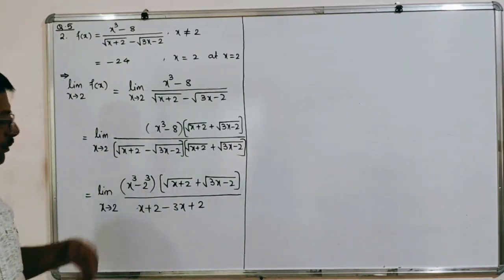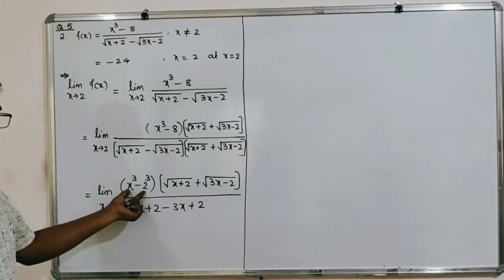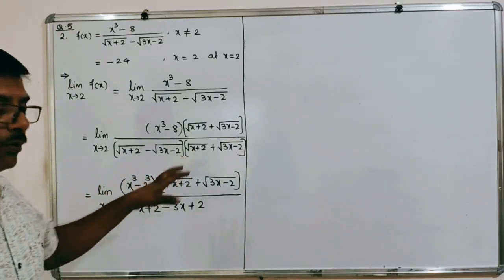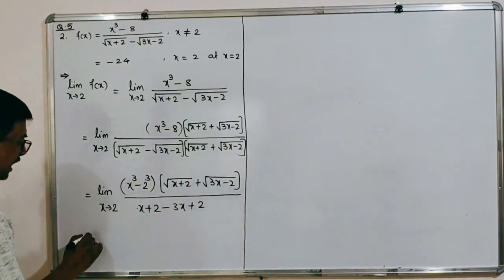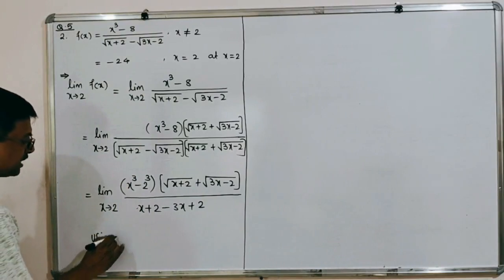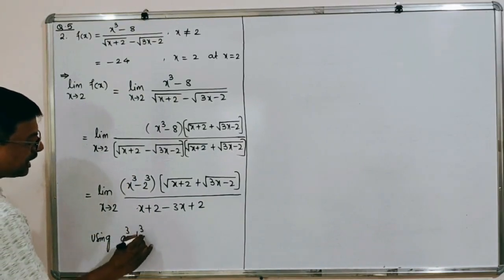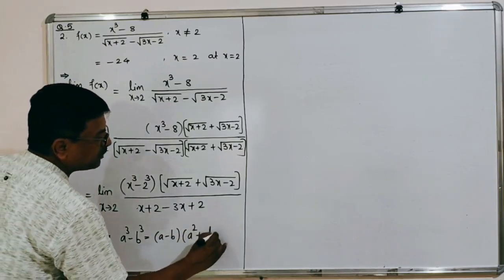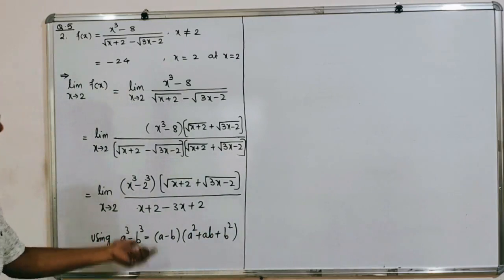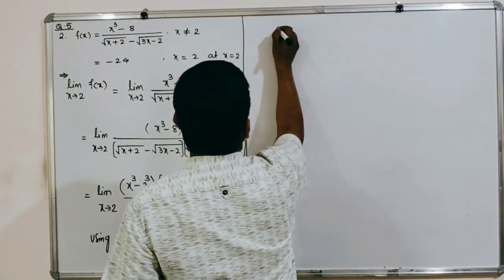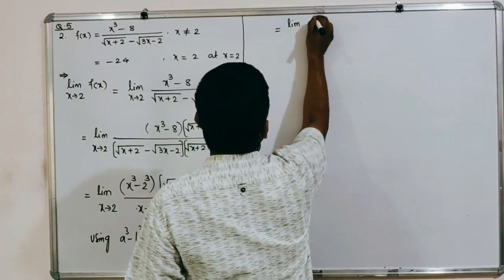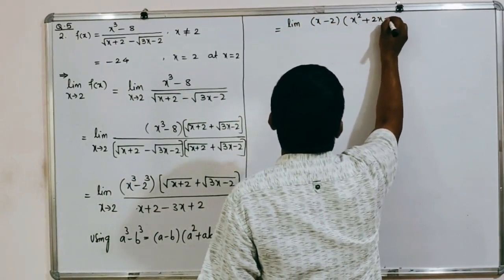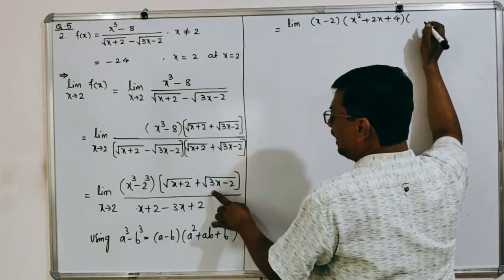Now here we can use the formula for x cube minus 2 cube. For this we can use the formula a cube minus b cube. What is the formula for a cube minus b cube? Using a cube minus b cube is equal to a minus b into the second bracket a square plus ab plus b square. Using this formula we can factorize this term as limit of, in the first bracket x minus 2, in the second bracket x square plus 2x plus 4, and this bracket remains as it is.